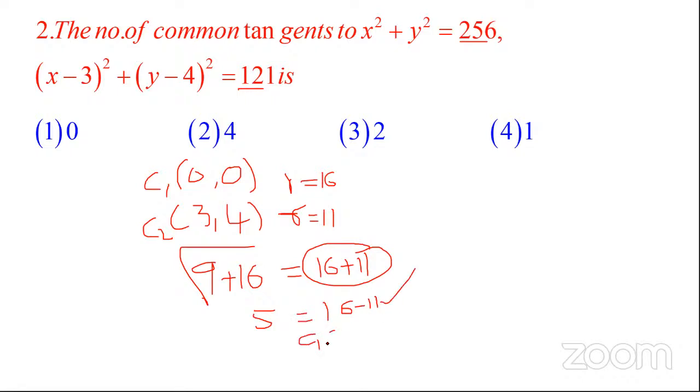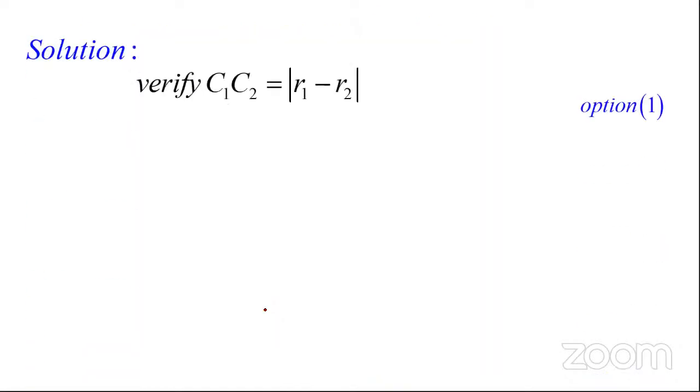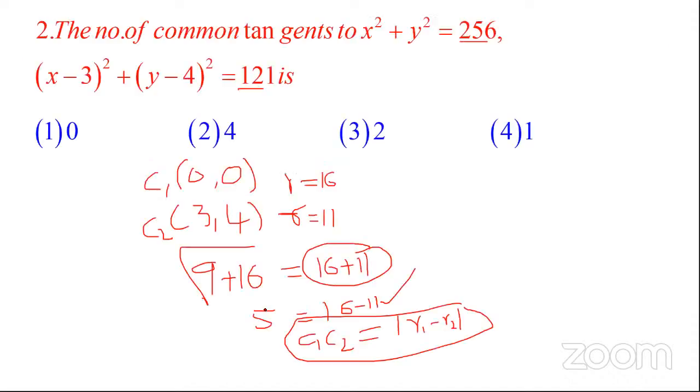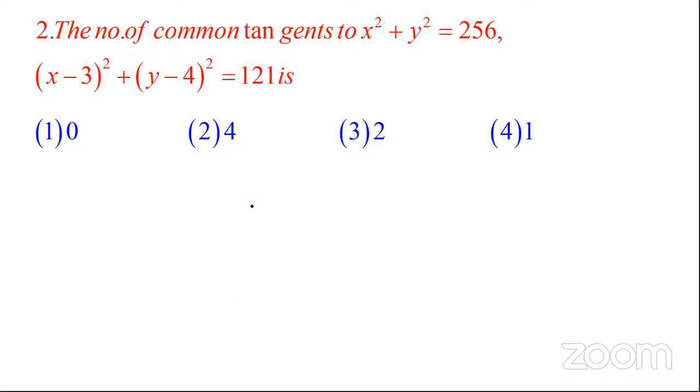So C1C2 equals mod of R1 minus R2. Then we can check that one. C1C2, R1 minus R2. So then option 1 is the correct one. Sorry, so this is option 4 is the correct one. Check once. I think a typing mistake will be there. So I think option 4 is the correct one. Typing mistake will be there internally.